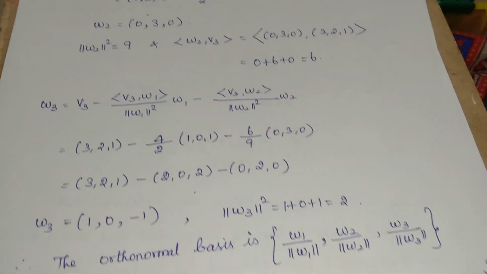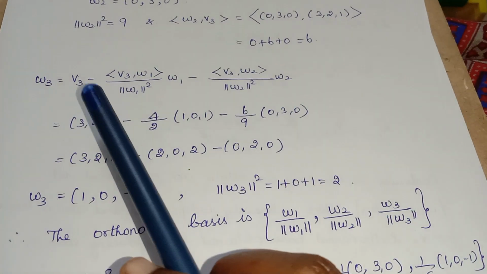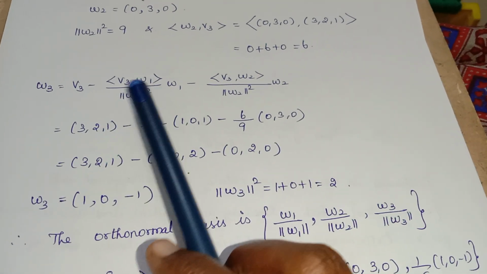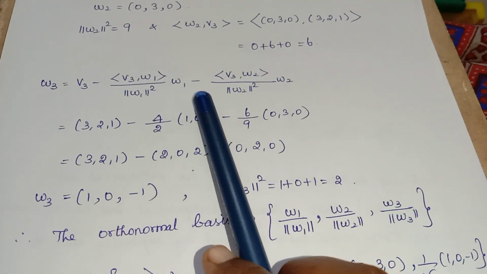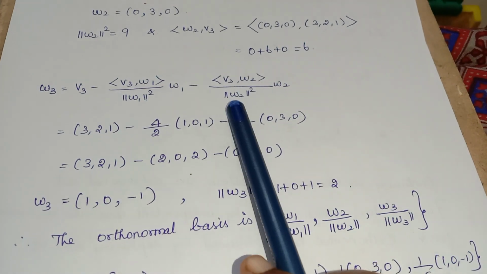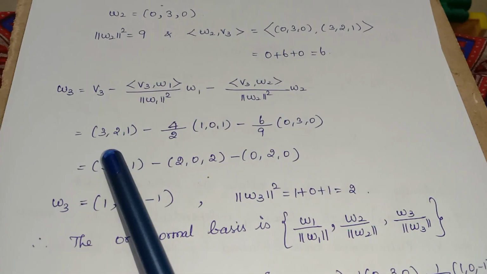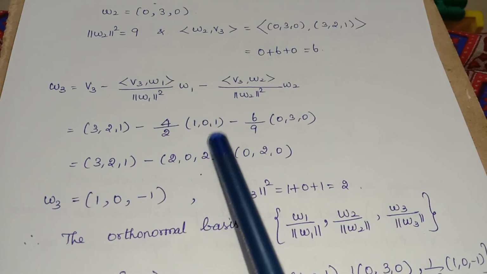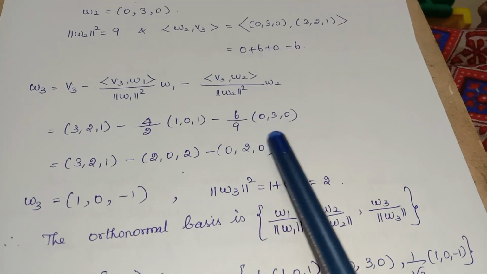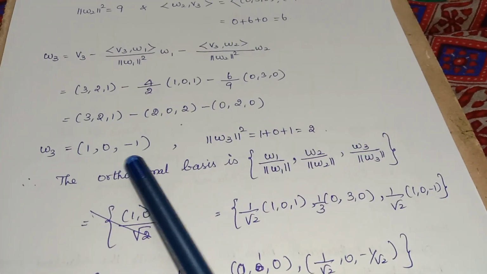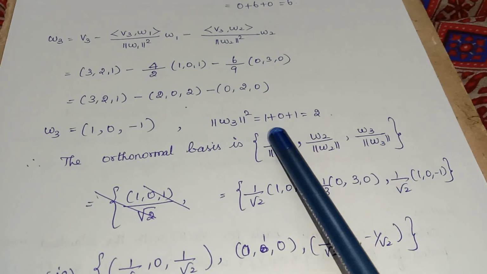Now let me write what is W3. W3, the formula is V3 minus inner product of V3 and W1 by norm W1 square into W1, minus inner product of V3 and W2 by norm W2 square into W2. Let us substitute all the values. So (3, 2, 1) minus 4 by 2 into (1, 0, 1) minus 6 by 9 into (0, 3, 0). You simplify. So I obtained W3 equal to (1, 0, 1) and norm W3 square is equal to 2.